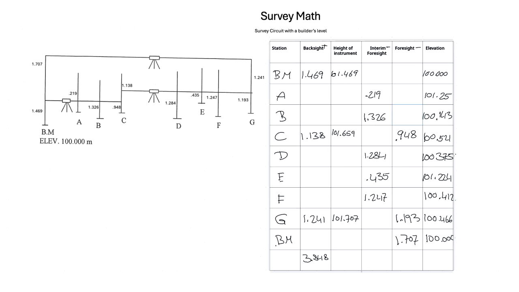0.948 plus 1.193 plus 1.707. Oh, no way. Also gives us 3.848. Now, taking one minus the other gives us 0, which is excellent because, well, our elevation difference between our benchmark from the beginning to the end didn't change, right? So there we go. And that's how she's done.